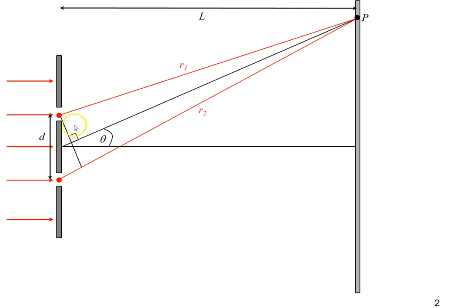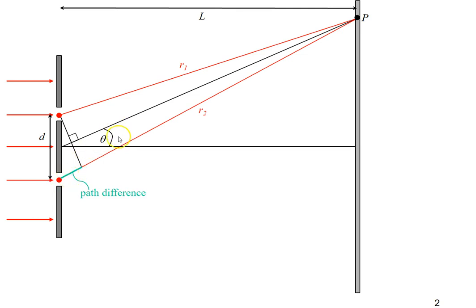So here's what we do. We drop a line like this. What we want to really make is an isosceles triangle. So the two sides of the isosceles triangle are R1 and R2. This angle right here is going to be very close to 90 degrees. Very, very close to 90 degrees. So what we're interested in is this bit right here, this path difference.